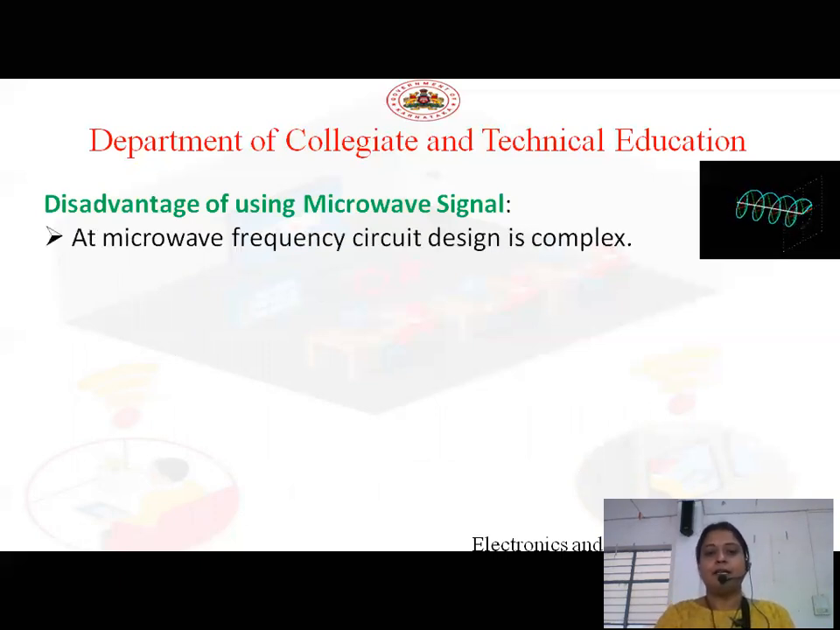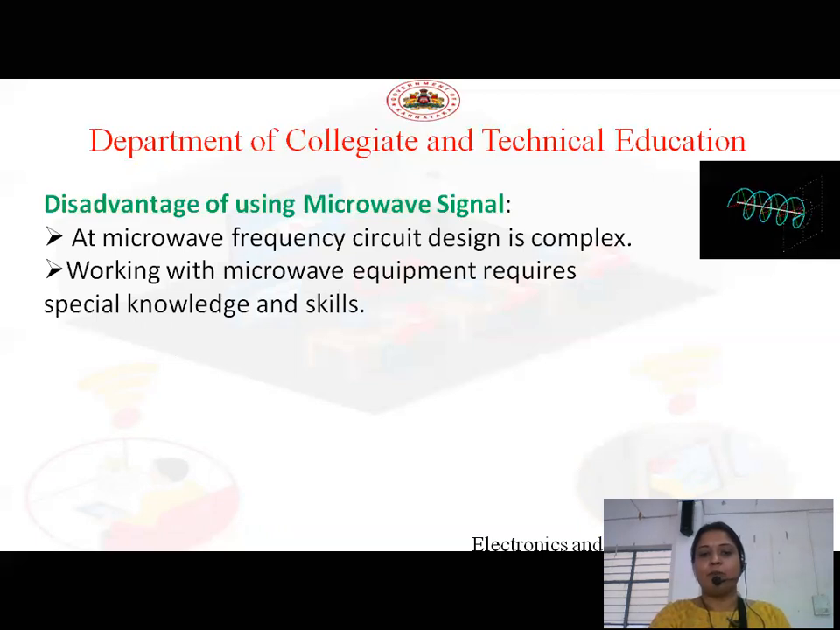The first one is that microwave frequency circuit design is complex. Whatever the circuits are, designing those circuits is complex compared to ordinary frequency signals. Working with microwave equipment requires special knowledge and skill. Ordinarily, how we deal with electronic components like the transistor, resistor, and diode, in the same fashion we cannot deal with microwave equipment, because they need special skills as well as knowledge. Therefore, anybody cannot handle these. They need some training here. This is also one of the limitations.